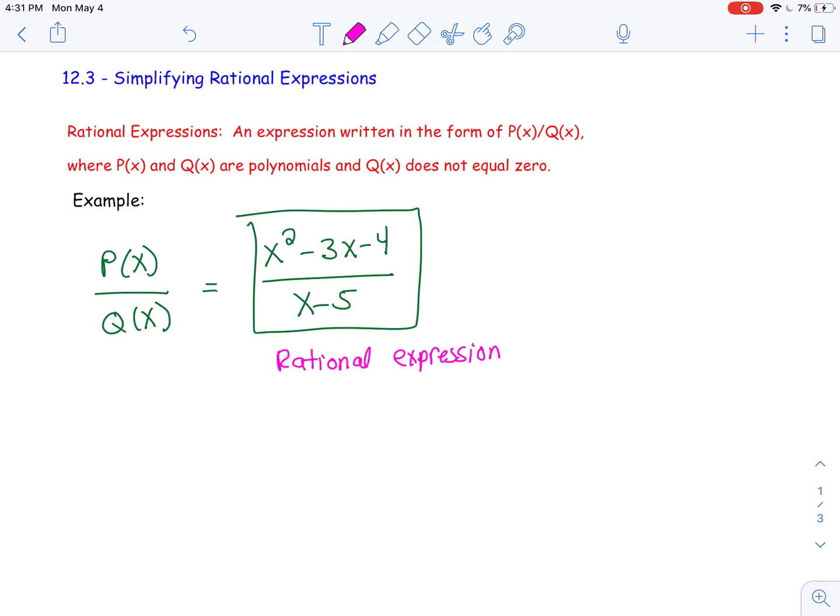Just like with fractions, when we leave a fraction as an answer, we always reduce it. We have to simplify or reduce rational expressions, and that's what we're going to do today. We're going to reduce these or simplify them.